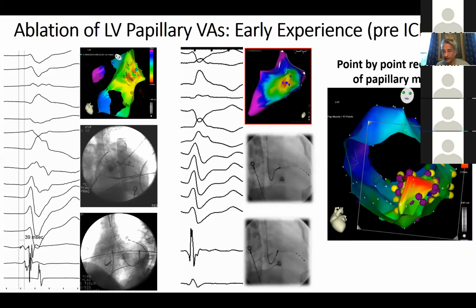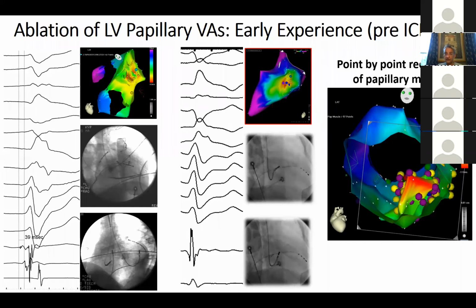And then we got innovative in mapping. This is an example of how we first started mapping these structures, using point-by-point mapping. We first create the LV shell, and then within the LV shell, we do point-by-point mapping using fluoro to sample different parts of the papillary muscle to create a structure within the cavity of the LV. Doing that, you can see you have a little bit more structure to the papillary muscle, and you can now identify an area of relatively early activation. We can see how challenging this whole exercise is if you use X-ray to guide yourself in creating an intracavitary structure, and it takes a lot of fluoro exposure.